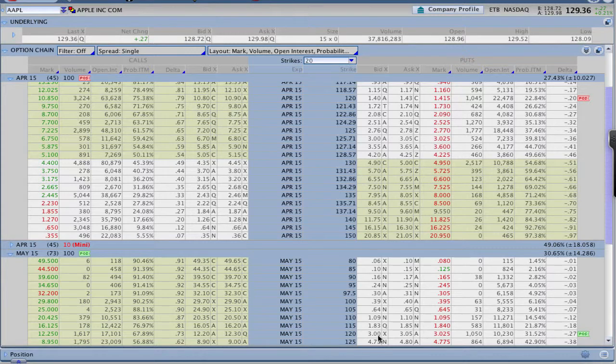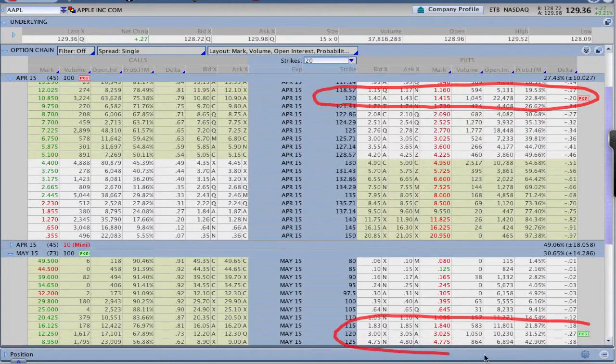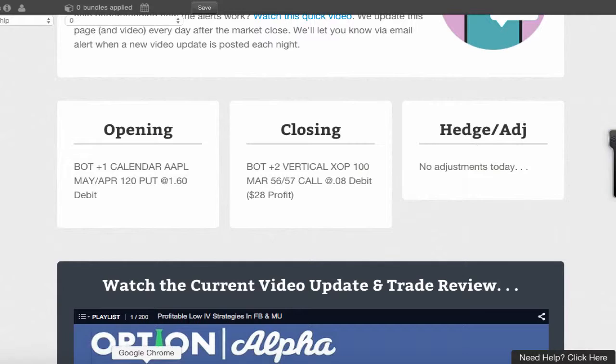Again, as far as the strikes that we selected, we just wanted to be fairly aggressive going out of the money. We did the 120 short puts in April, and we did the 120 long puts in May. Again, same strike price, but selling different contract months.